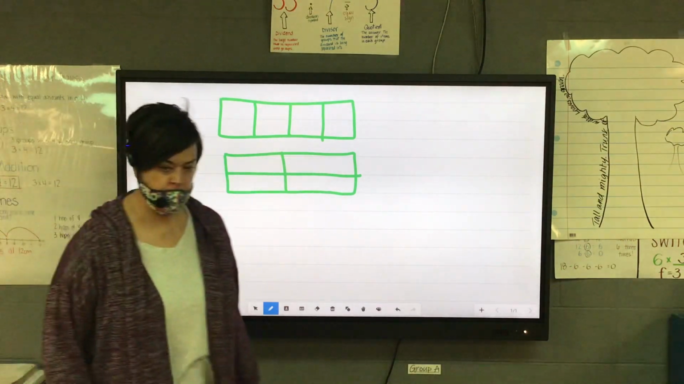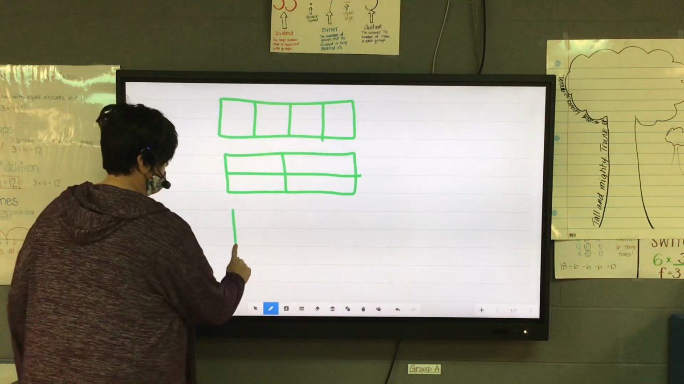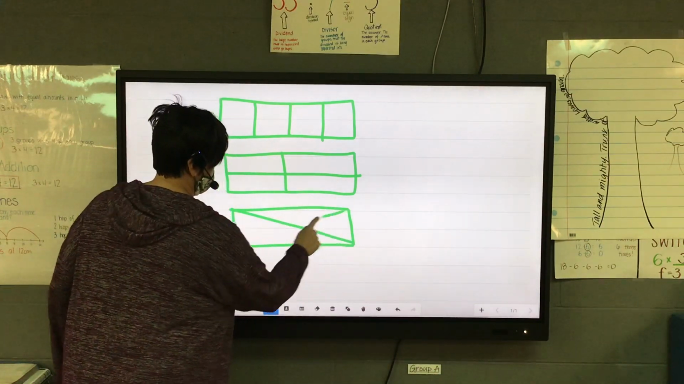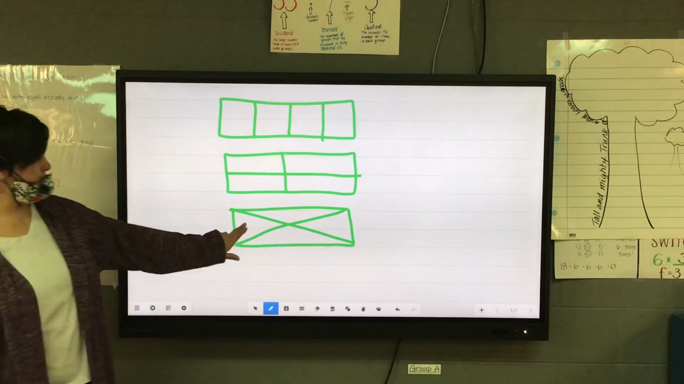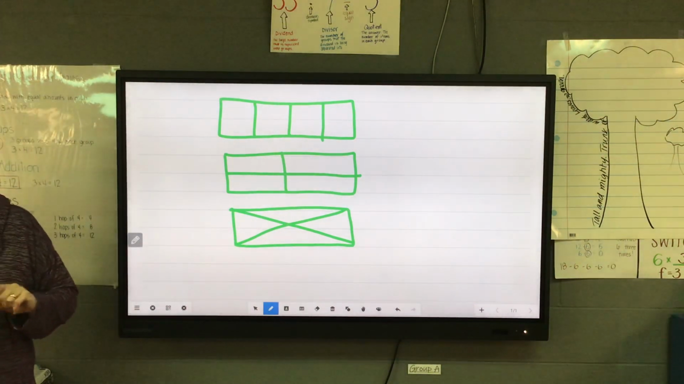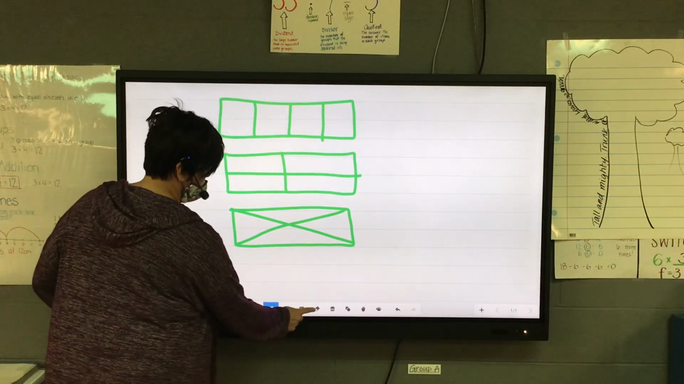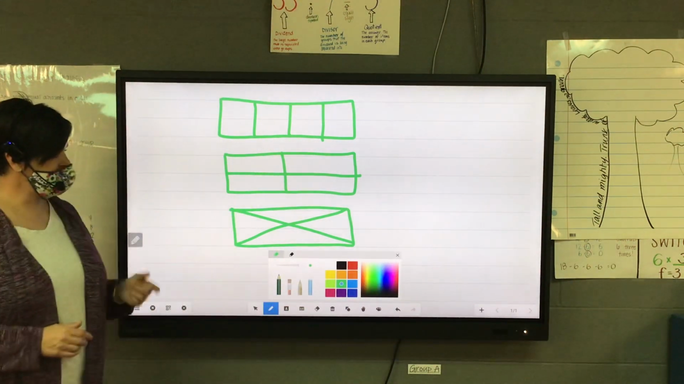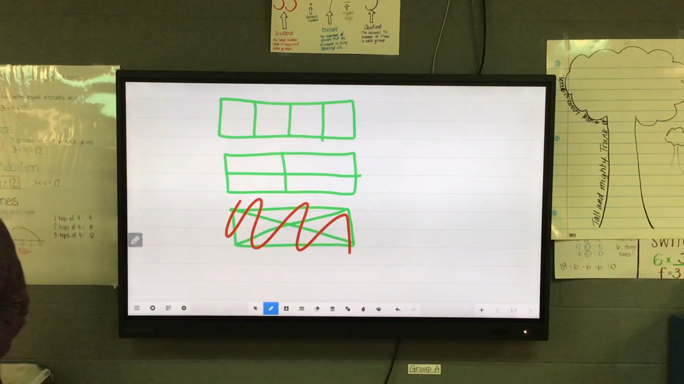Oh, Haley has a good question. I'm going to draw another rectangle. She asks, could you do it like that? Is this part the same exact shape as this part? No. Is this going to work? No, it's not going to work. So when you have to draw equal parts in a rectangle, this way doesn't work.